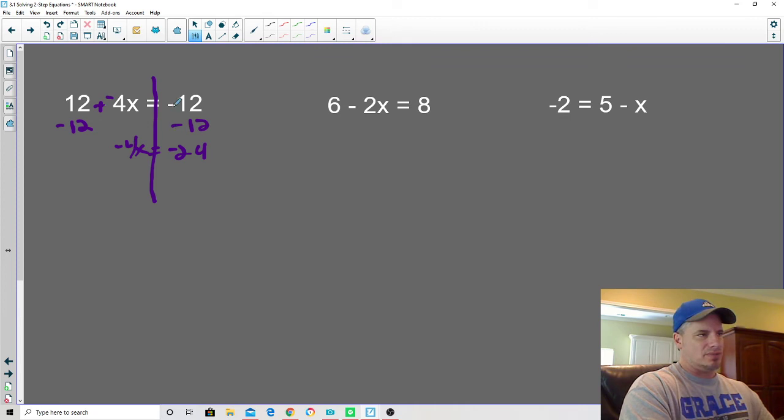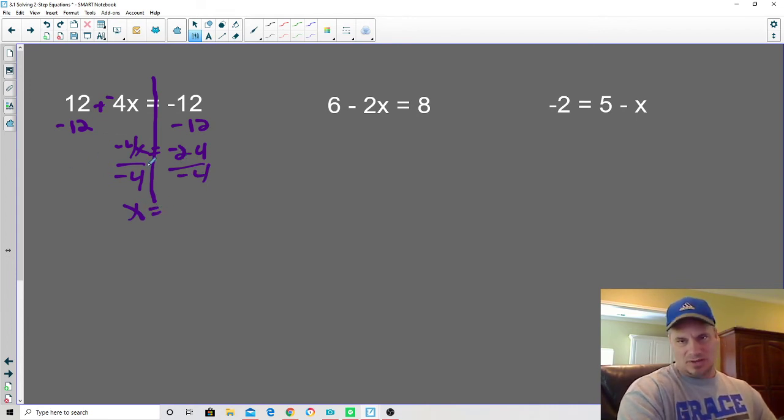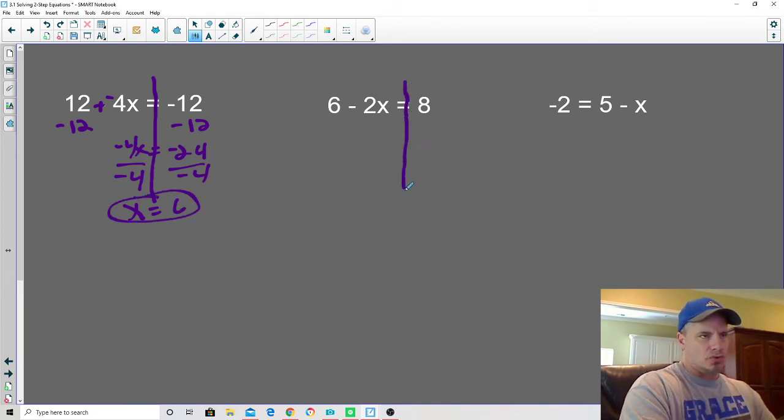Okay, and same, your answer is the sign of both numbers. Divide by negative 4. Divide by negative 4. X equals, well, the two negatives make a positive when you divide. So that's going to be positive 6. X equals 6.